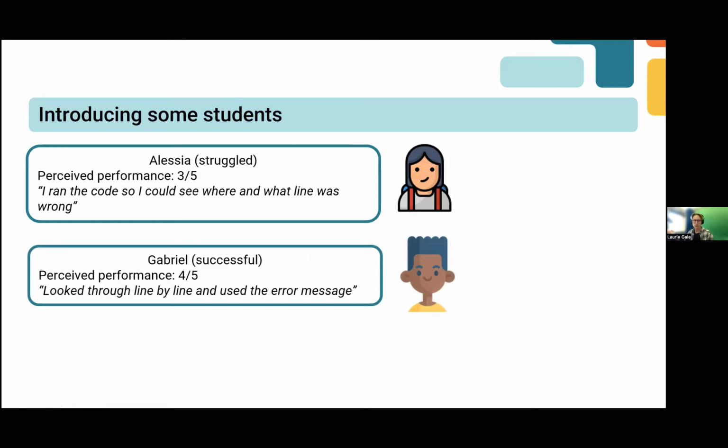So we have a female student called Alicia here. She rated her performance 3 out of 5, which is the average or the modal response for students. And she claimed to have run the code to see what was wrong, basically, implying that she was looking to the error message for guidance. And then we have Gabrielle, who was a bit more confident, and he expresses some general inspection of the code as well as using the error message.